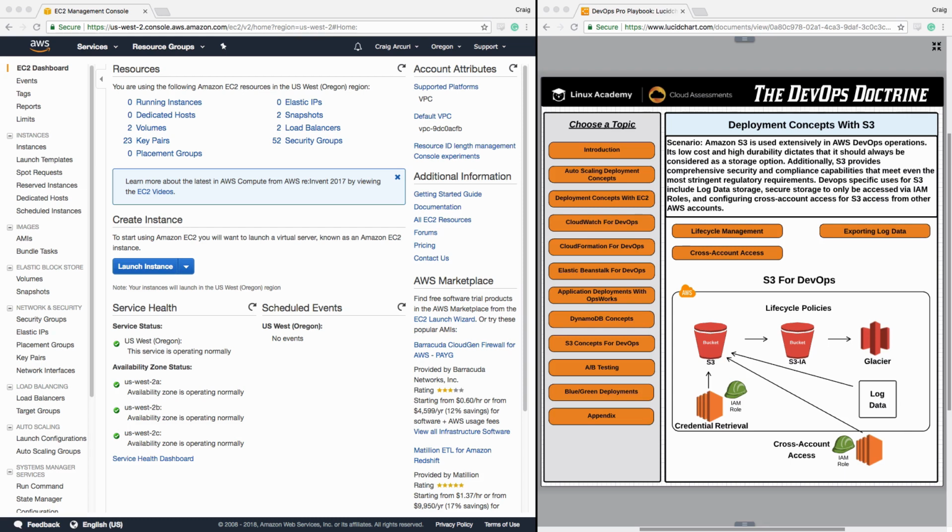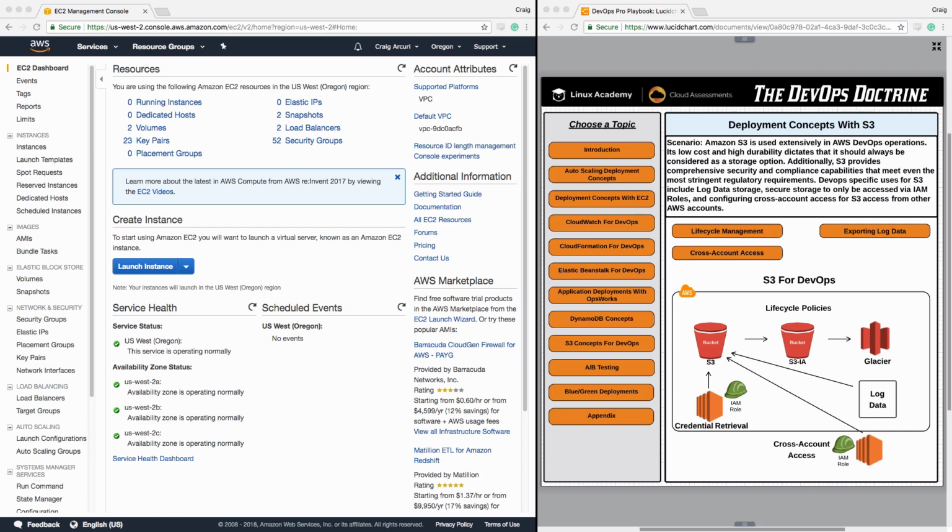It also provides comprehensive security and compliance capability that meet even the most stringent regulatory requirements. Specific uses for S3 include log data storage, and we'll have a lesson on exporting load balancing log data to S3. Secure storage should only be accessed via IAM roles, and really anything you want to store in S3 securely, you can access from an EC2 instance with an IAM role, and I'll show a little bit of that here shortly. But you could store anything in the S3 bucket.